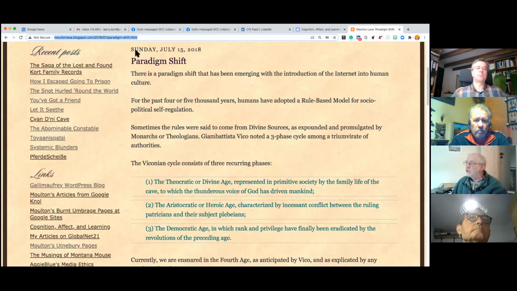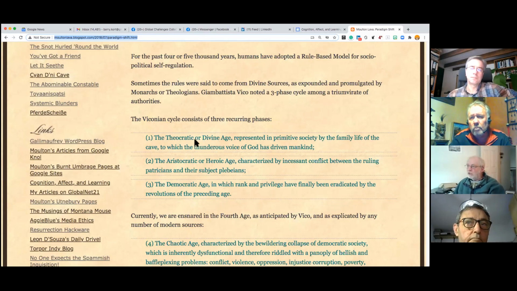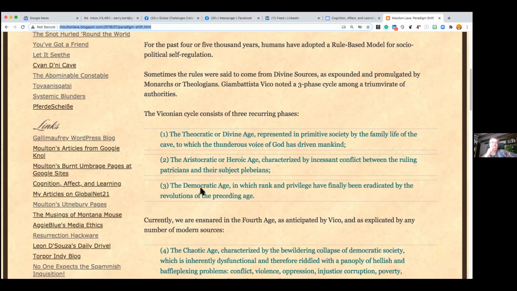So that's this one here. This is pretty recent. It's only a couple of years ago, and it's about the paradigm shifting that we're in. I started with a classical model due to Giambattista Vico, the Viconian cycle, which Western civilization has been in for, I guess, about 5,000 years. It began with the theocratic or divine age, where all the governing authorities claimed that they were exercising the divine right of kings, and that evolved to the aristocratic or heroic age, which supplanted the theocratic age, and then we emerged into what we're currently in, or sort of coming out of, which is the democratic age. This cycle kept repeating in Western civilization for millennia.